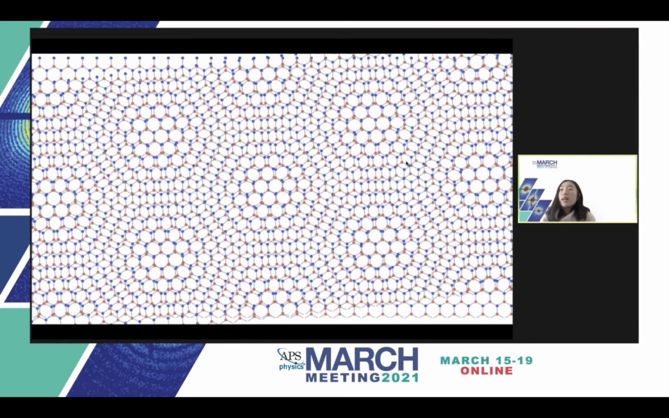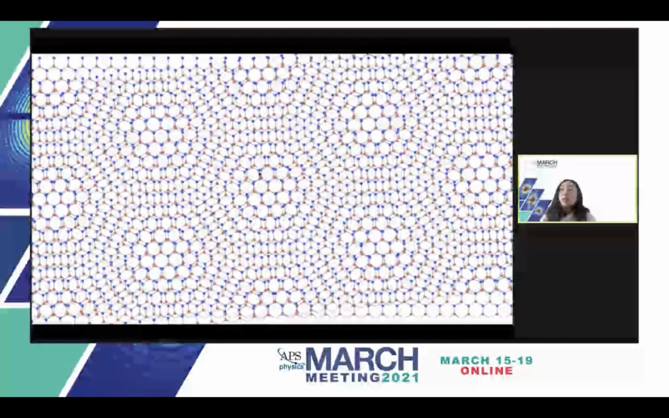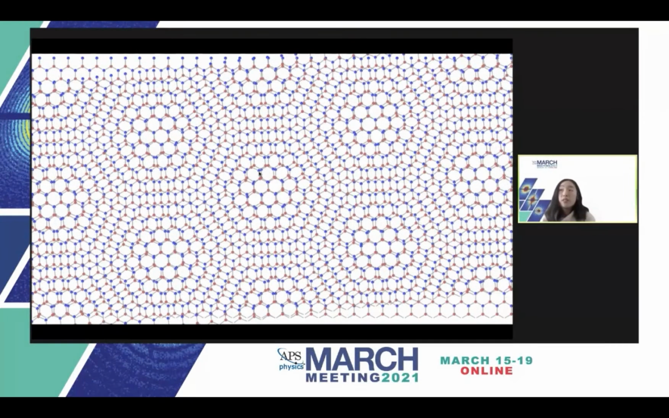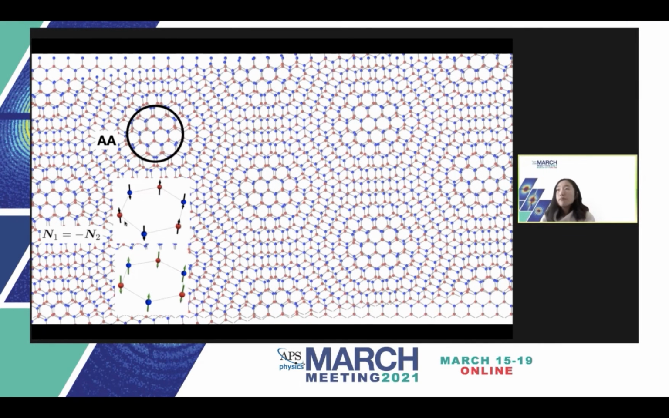Now, what if we add another identical layer but twist it by a relative angle? One observes that there is this superlattice structure of this bilayer system. Suppose there is an antiferromagnetic interlayer interaction that is also of Heisenberg form. Then near these AA stacking regions, where the red sublattice of one layer is on top of the red sublattice of the other layer, and also blue on top of blue, because of this antiferromagnetic interlayer interaction, the Néel vectors from the two layers will point in opposite directions like this.